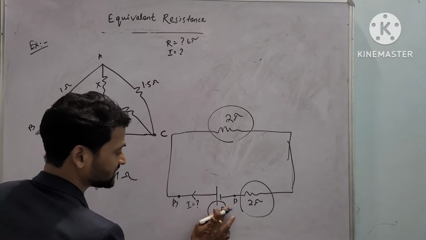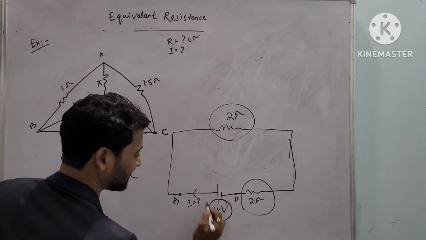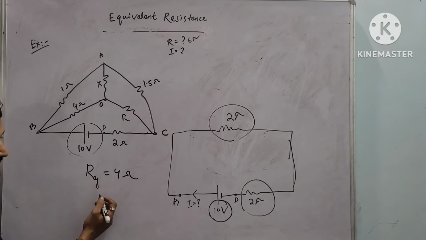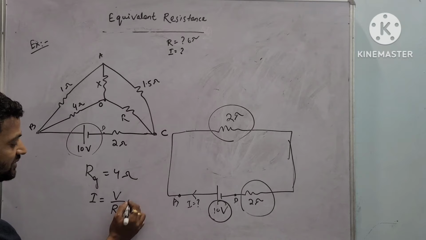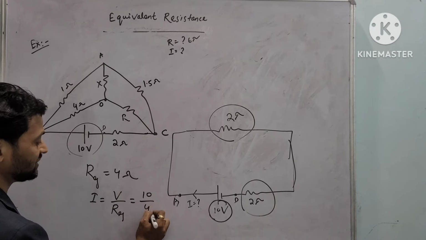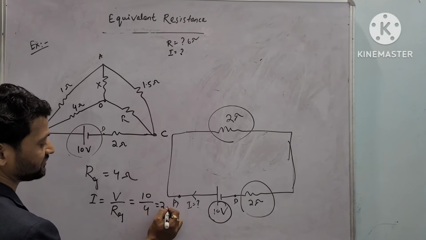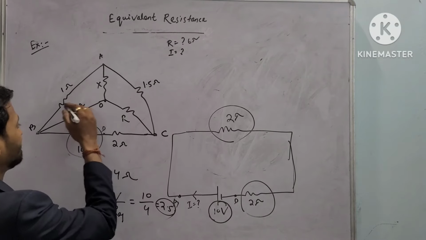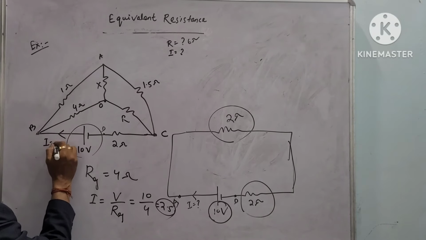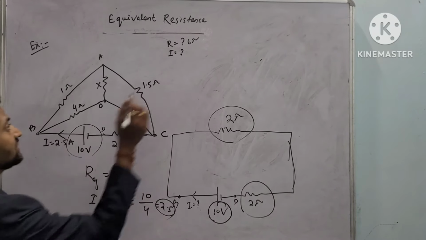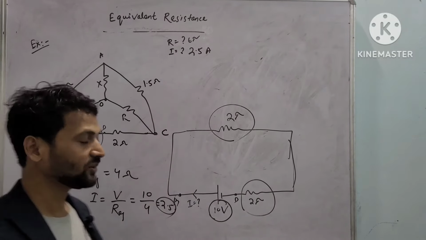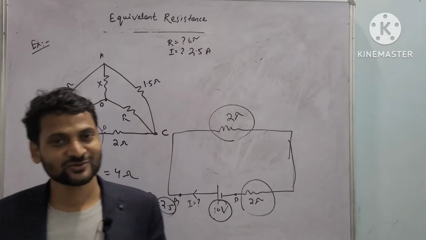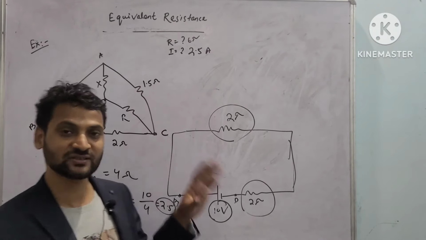And your supply voltage is given, 10 volt. What is the current? As per Ohm's law, V by R equivalent. So 10 by 4 is 2.5. So your final answer is current 2.5 ampere. I hope you understood this concept.